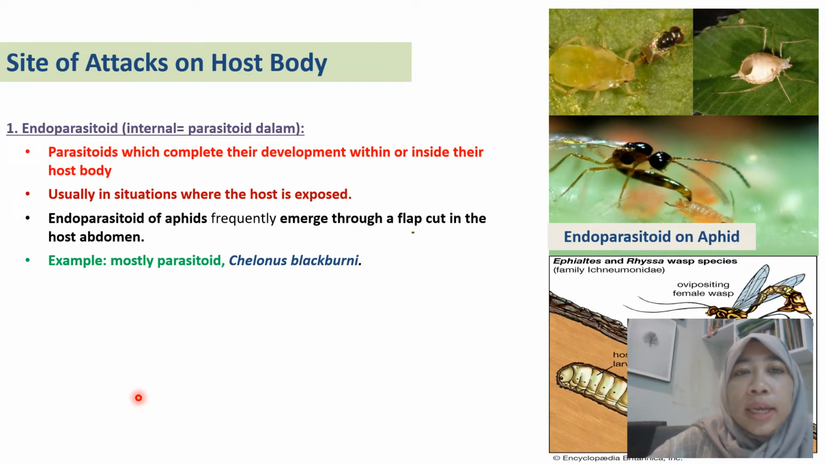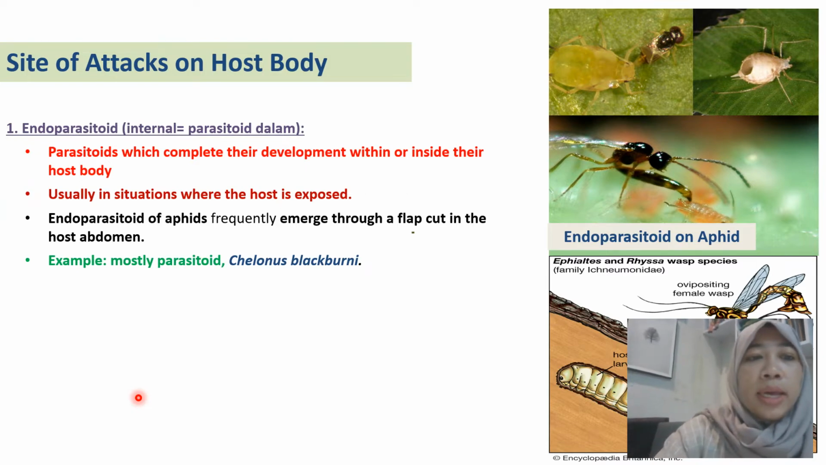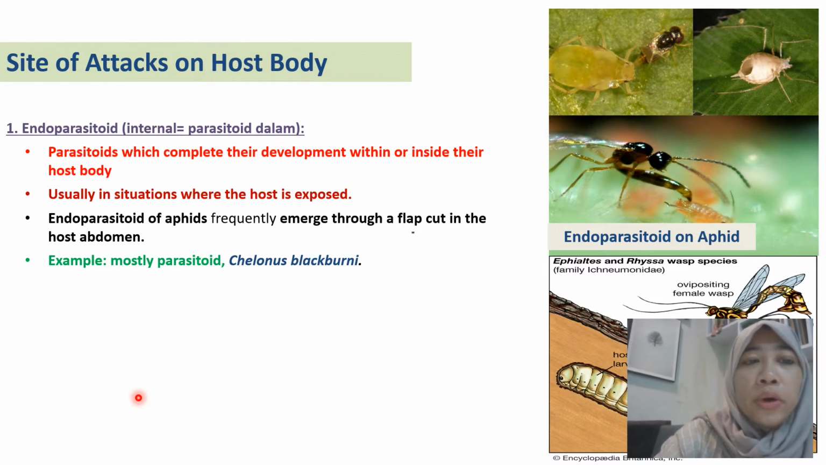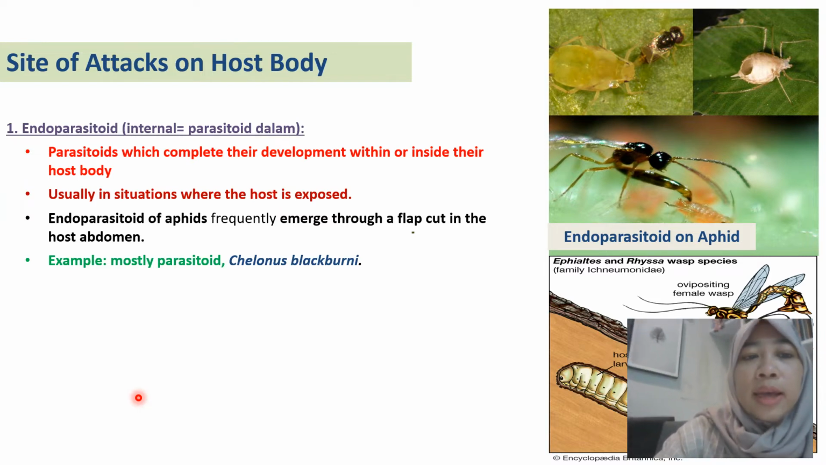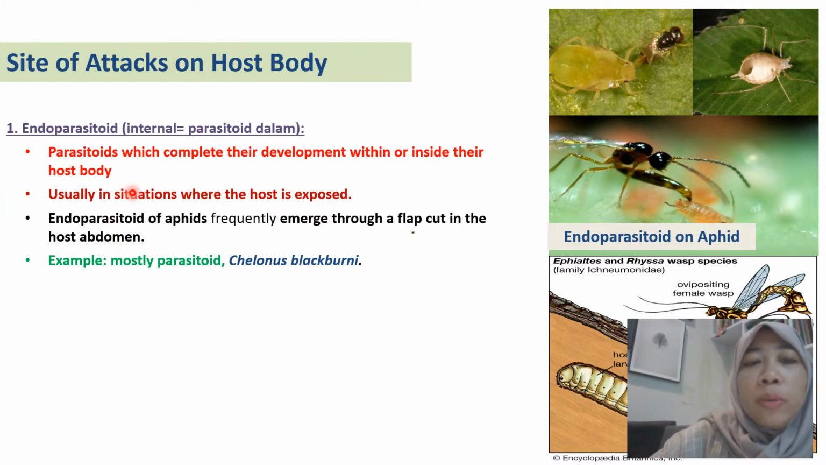And then this is the site of attack on the host body. The first one is endoparasitoid, and the second one is ectoparasitoid. What is the difference? Endoparasitoid. Endo is inside, yeah. So parasitoids which complete their development within or inside their host body.